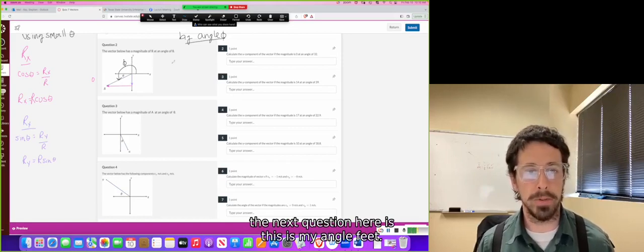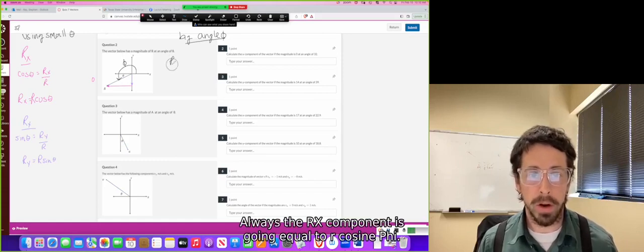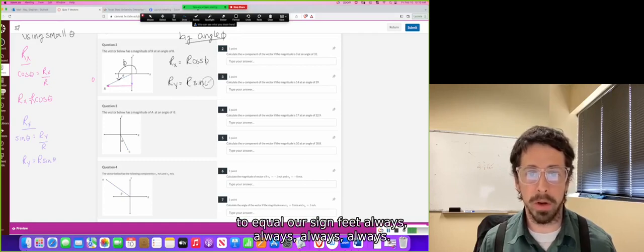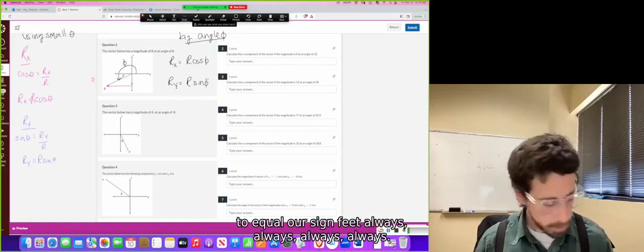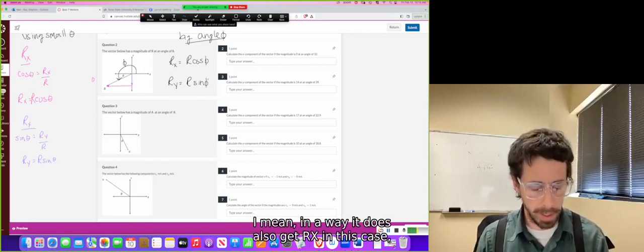Okay, so this is my angle phi. When I do this angle phi, always the Rx component is going to equal R cosine phi. And then my Ry component is always going to equal R sine phi. Always, always, always. Okay? Now, Dr. Ray, doesn't that match over here? I mean, in a way, it does.